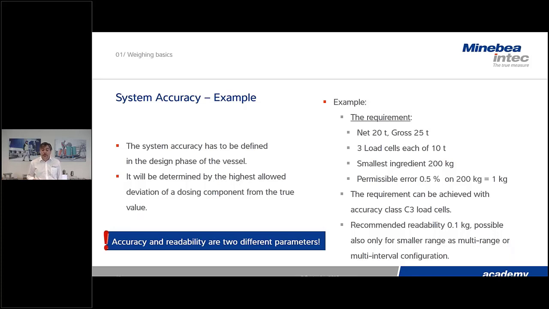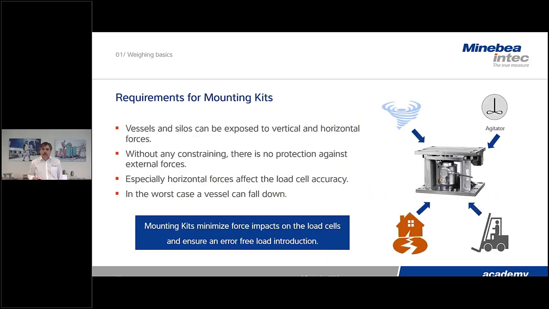The system accuracy needs to be defined at the beginning of the designing of the weighing instrument, such as a process vessel. The largest permissible deviation of a component during, for example, a filling application will determine the required system accuracy. A very important consideration: accuracy is not the readability of the weighing instrument.